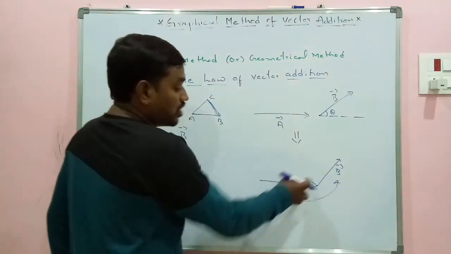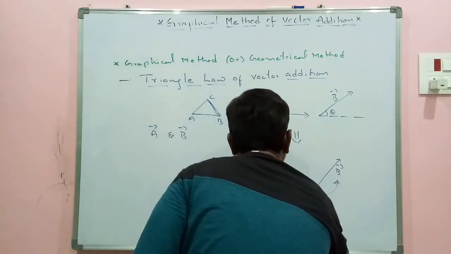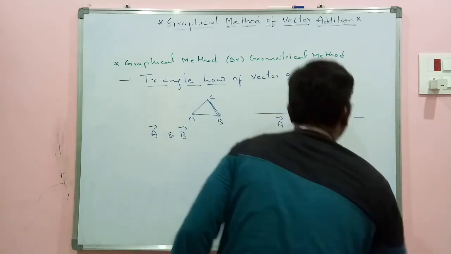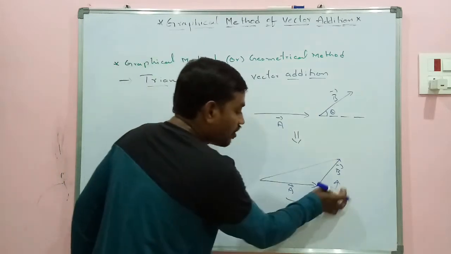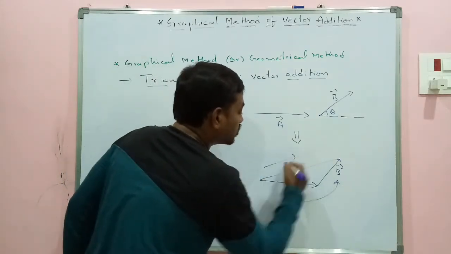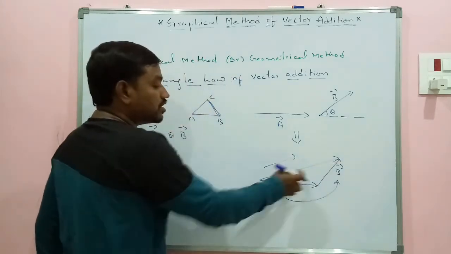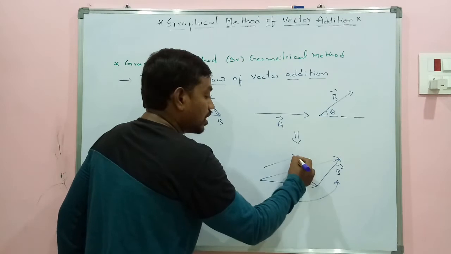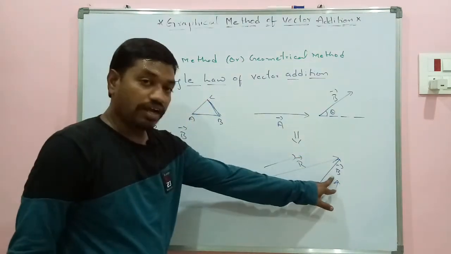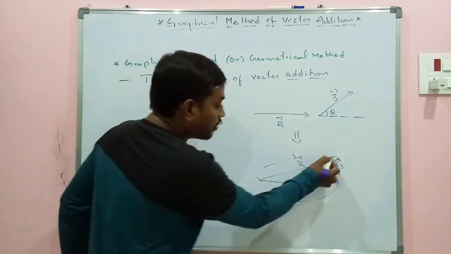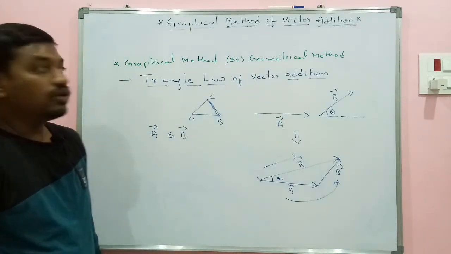Now a triangle should have three sides. The third side is taken in reverse order, which means we have to come along this direction. This will be the direction of the third side, which is called vector R. Vector R, the resultant, represents the resultant of vector A and vector B in magnitude and direction. The length will be the magnitude, and alpha will be the direction. So we can state it.